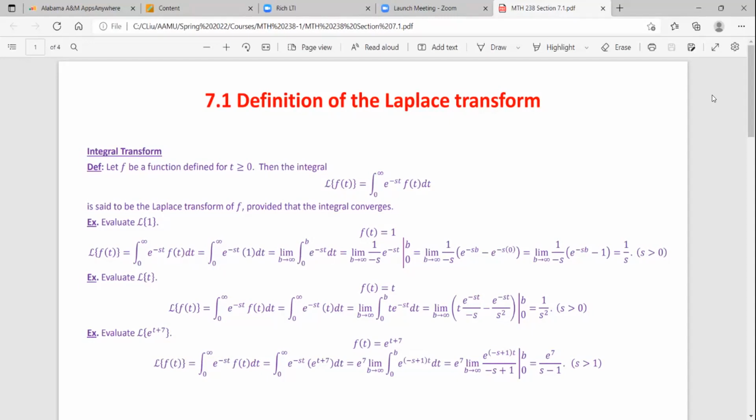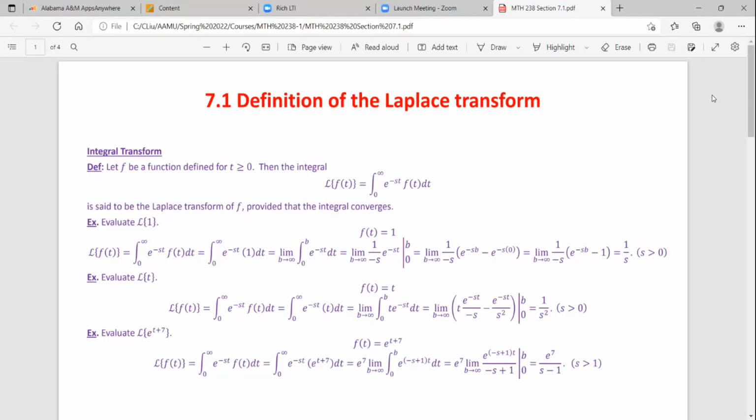So once again, when you plug in 0 for t, then you get a 0 times the negative s plus 1, so that's 0. e to the 0 is 1 again. So that one is straightforward. And then you plug in b for t. Okay, so you get e to the negative s plus 1 times b. And again, because b approaches infinity, b is positive.